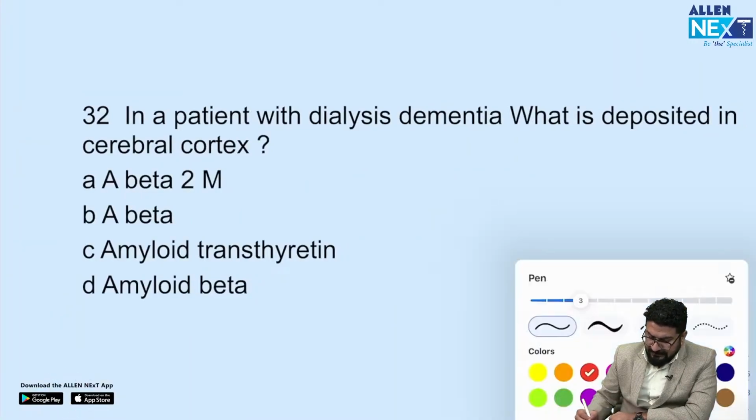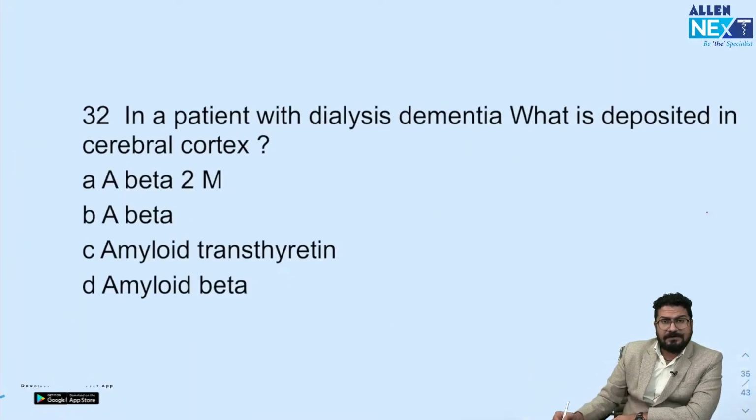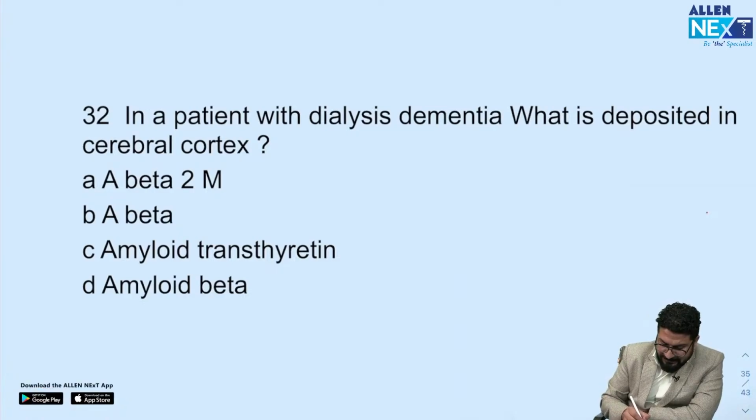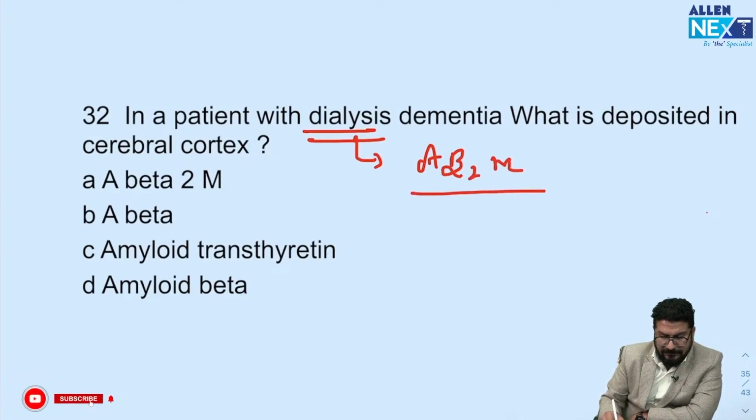In a patient with dialysis dementia, what is deposited in the cerebral cortex? Understand this: in the cortex you will see different types of amyloid. In dialysis, you will see A beta 2M. I think this was the question, and this is the answer.